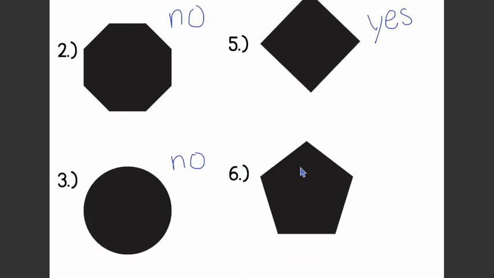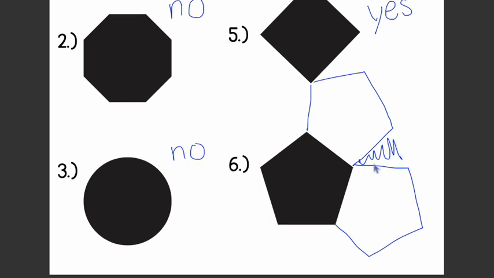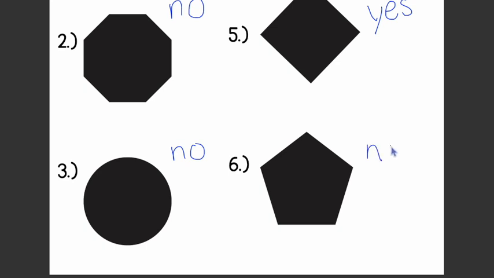Finally, for number 6, we have a pentagon. Now, if you draw a pentagon very carefully on 2 sides, so like that, and like that, you can see that it leaves a little gap here that isn't a pentagon. So that means that this figure doesn't tessellate.